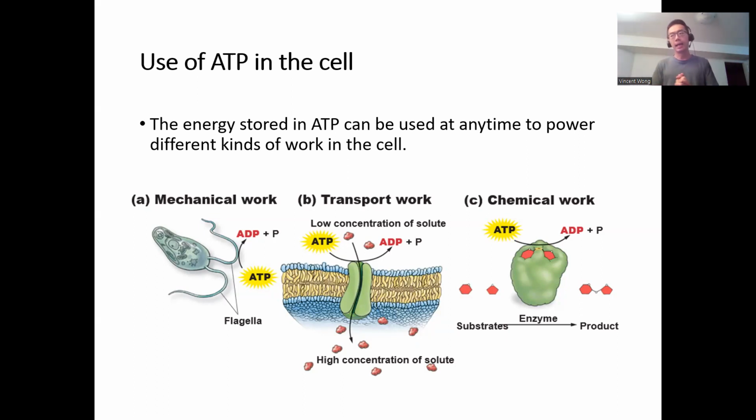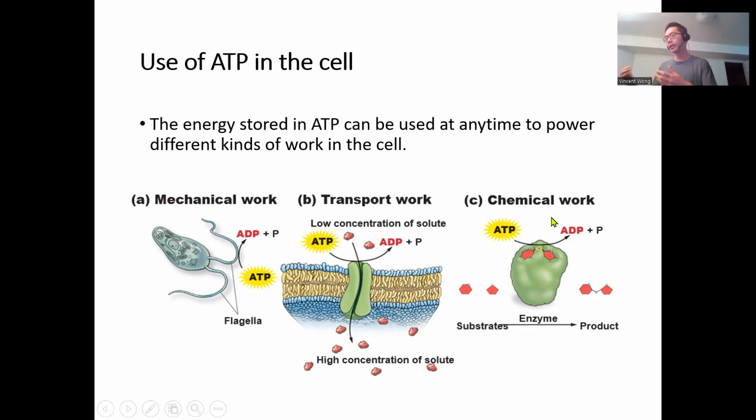Right. The second function is transport work, right? Like I said, sometimes things would just move on their own across the cell membrane, but other times they don't really want to do that, okay? Maybe it's too big, maybe it's against its concentration gradient. We'll talk about what that means. So there are instances where the molecule just doesn't want to move. So you have to use ATP to kind of pump them over.